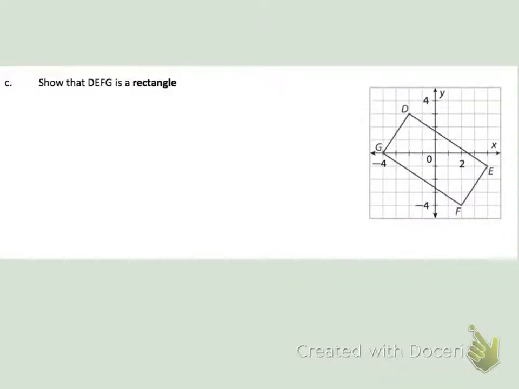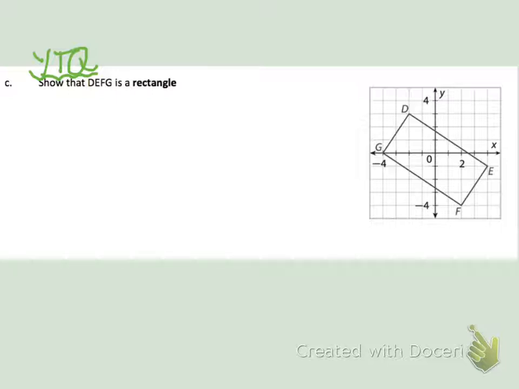Okay, so here's one that we're going to designate as a you-try question, because this is one that's just like A. You're going to establish that this is a rectangle. So I just want you to pause the video and find the slopes of all 4 of those sides so that you can make sure that the consecutive sides meet the criteria for being perpendicular lines.